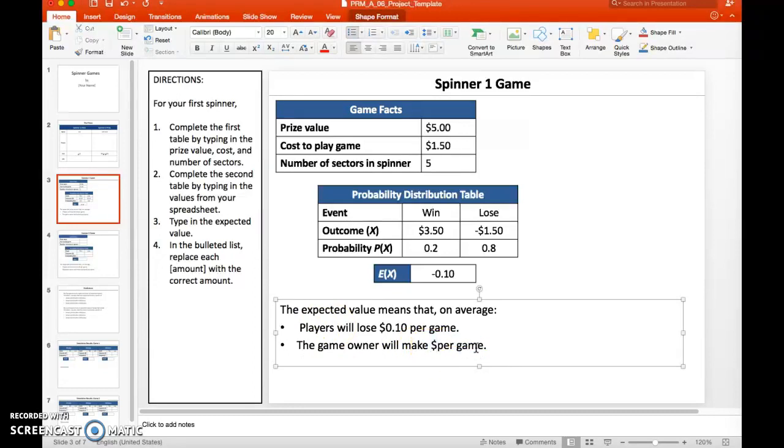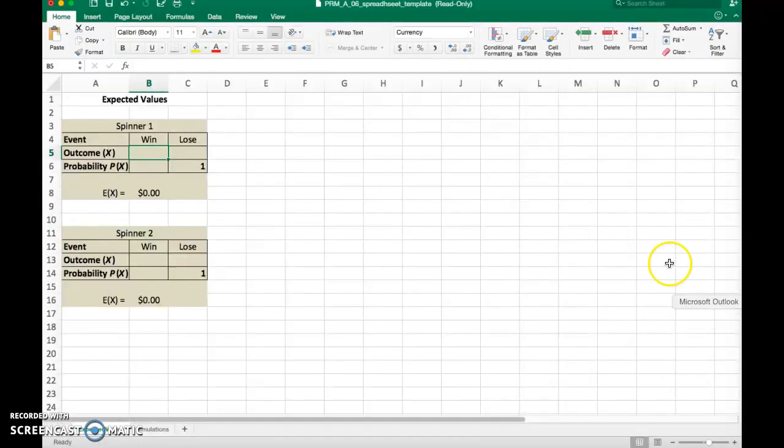So again, if I wanted this to be a little bit higher, I could tweak my outcomes here. Make the cost of play $2 and my outcome $3. Obviously, my expected value is going to change and be a little bit higher. Totally your choice. I don't care.